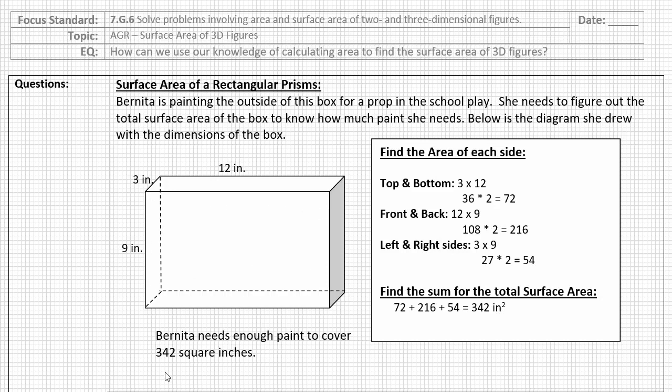We can then answer our story problem with a complete sentence stating that Bernita needs enough paint to cover 342 square inches. Let's talk about triangular prisms next.